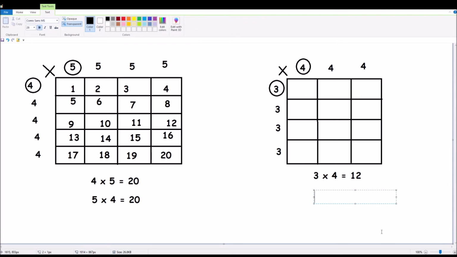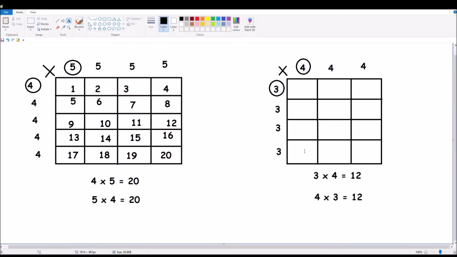Same thing over here. What's the other multiplication problem that we would get from this? If 3 plus 3 plus 3 plus 3 is equal to 12, then what is the other number that we would add? That's right, 4. And how many times will we add it? We would add it 3 times. 4 plus 4 plus 4. So the multiplication problem is 4 times 3 is equal to 12. So we have two different ways to write the multiplication problem. We can write it by rows and columns, or we can write it by columns and rows.